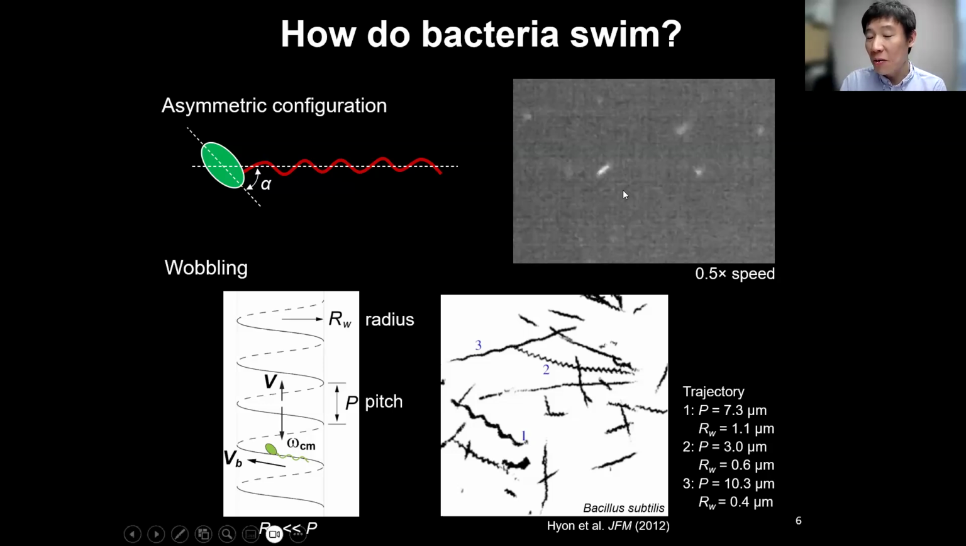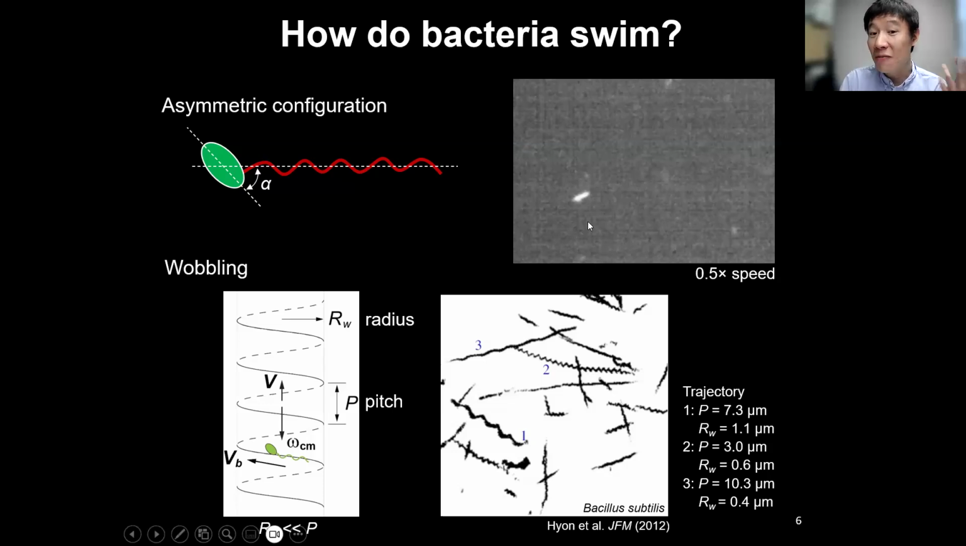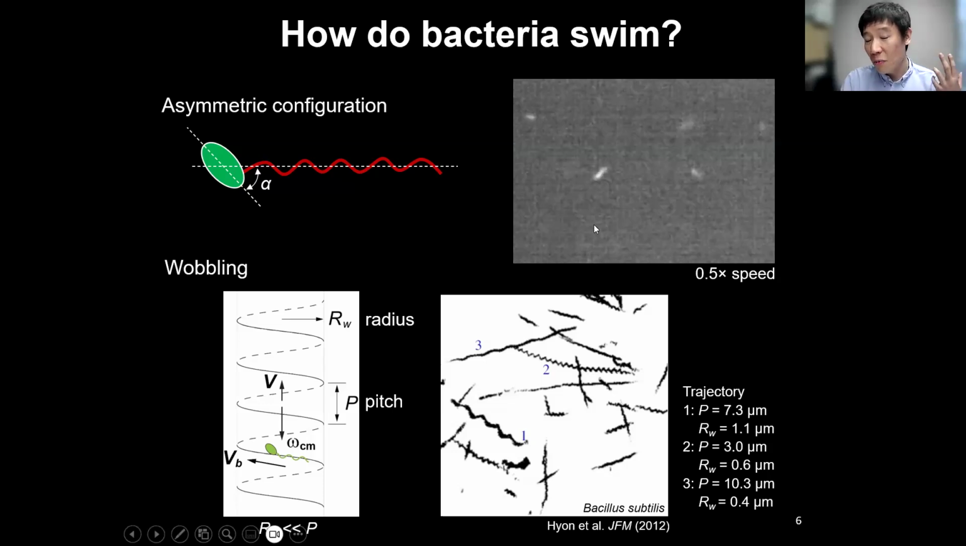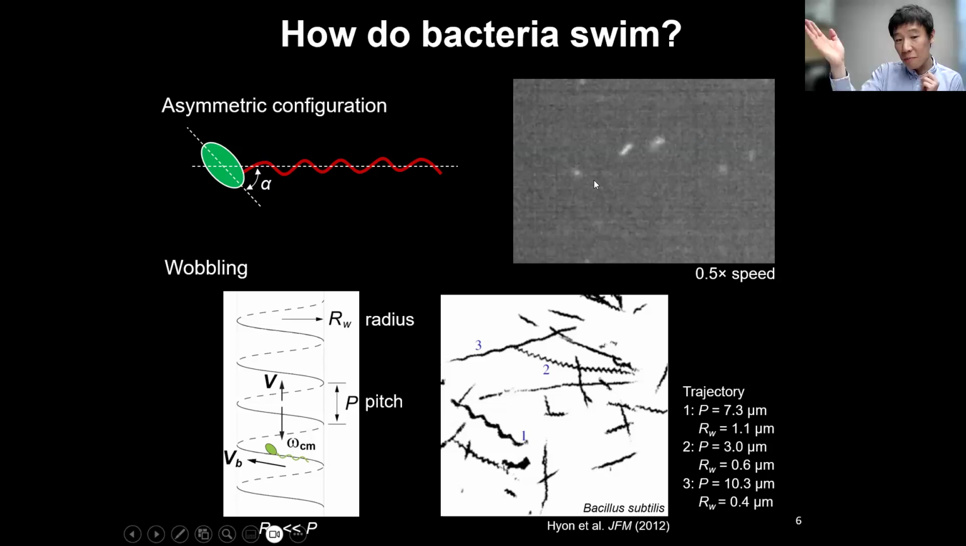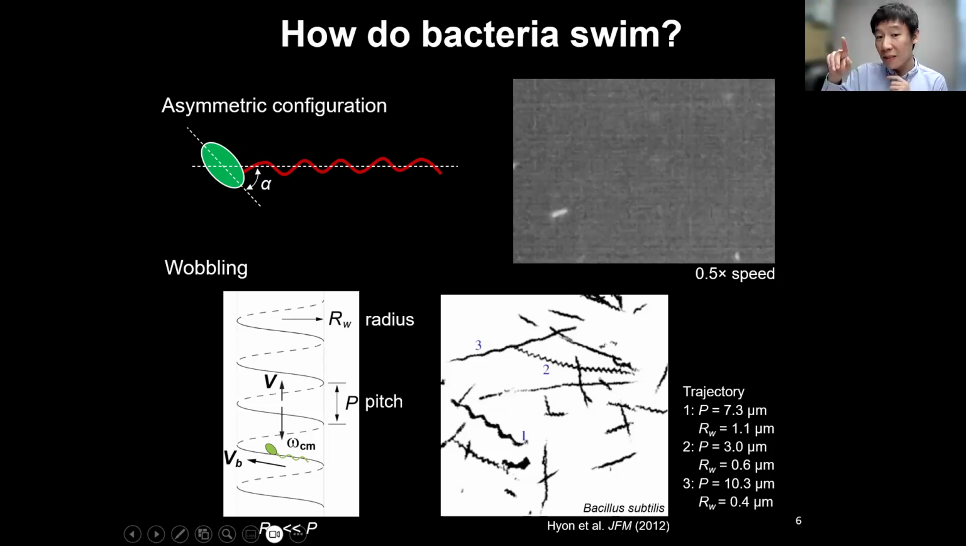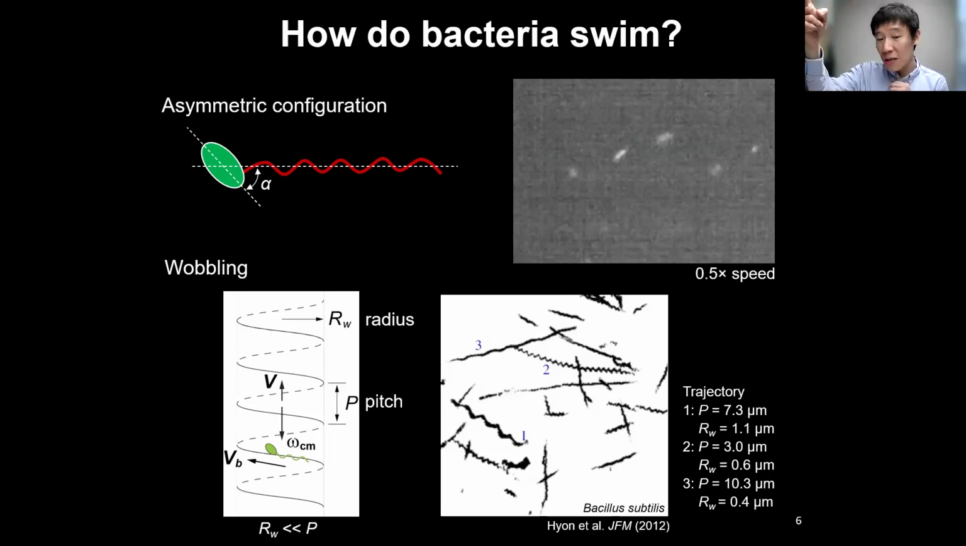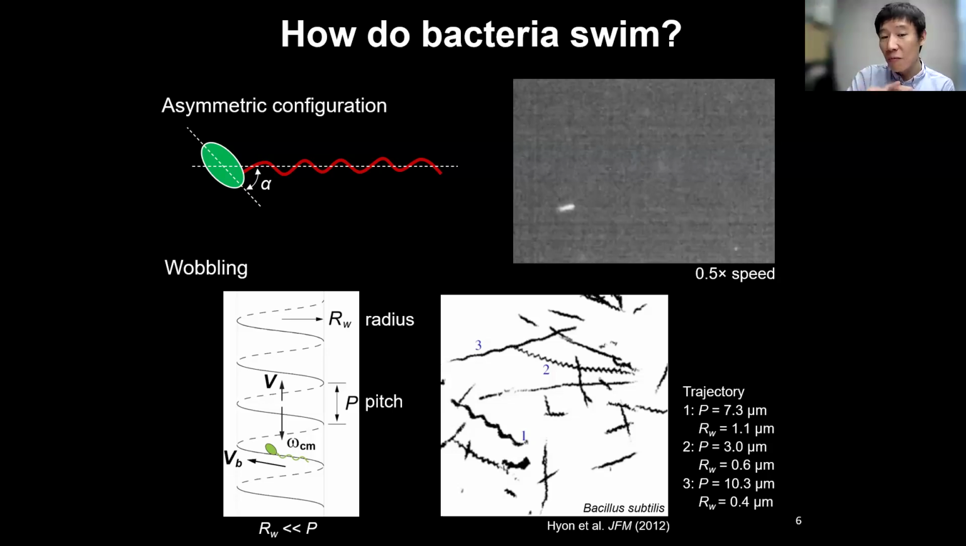This is just a typical optical microscopy, bright field microscopy. You don't see flagella because they're very thin, very small in thickness. You only see the body. You can see when this guy is moving around, it actually wobbles back and forth. This is because the bacteria are actually swimming in a helical trajectory. When you do 2D projections, it becomes a wobble.